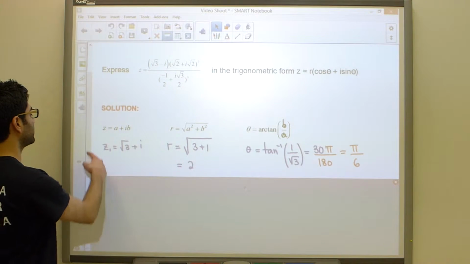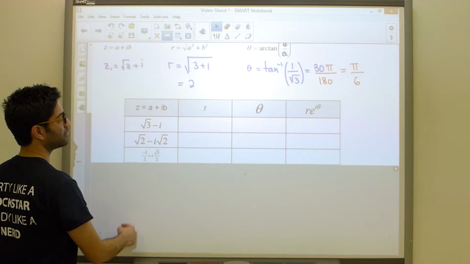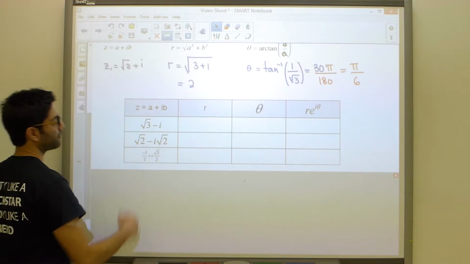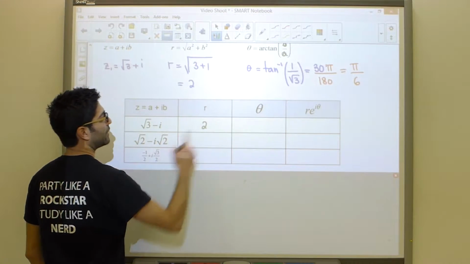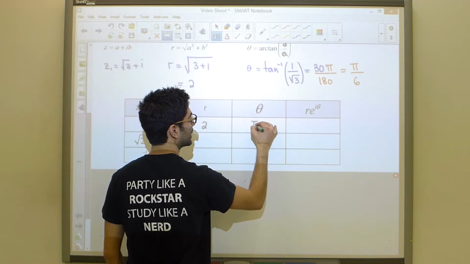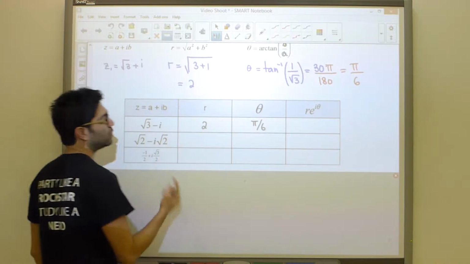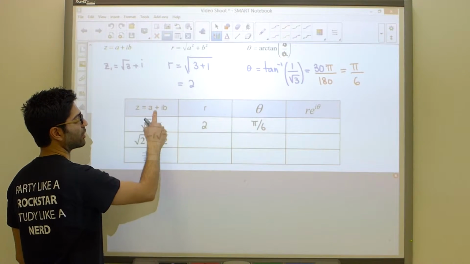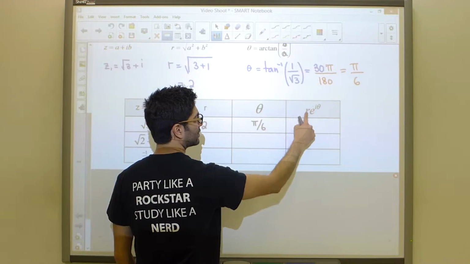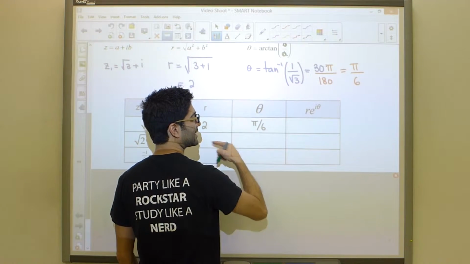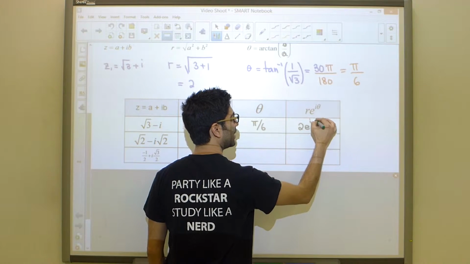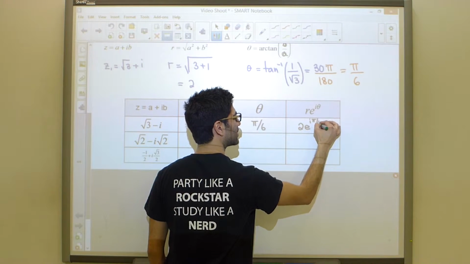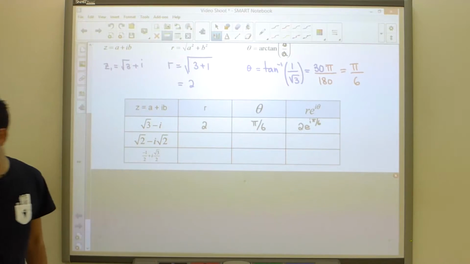Now, in order to save some time, let's just use our calculators to get the job done. So we've done the first one. We know that this is equal to 2. And we know our angle is pi over 6. And I'm going to show you a new way of writing this expression. We're going to write it in polar form like so. So we're going to write that same value as 2e to the i pi over 6. Okay, and we'll talk about that in a minute.